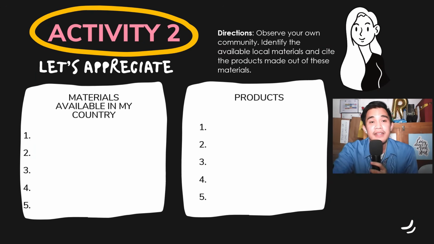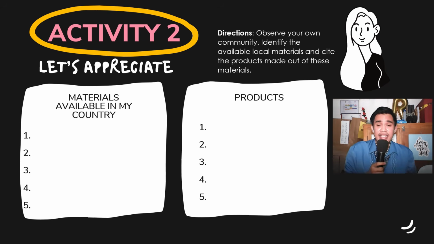Next activity, this is entitled Let's Appreciate. So let's read the directions. First, observe your own community. Then identify the available local materials and cite the products made out of these materials. So as you can see on your activity sheets, there are 2 columns there. The first column is all about the materials available in my country or in our country. Then you're going to list it down there.